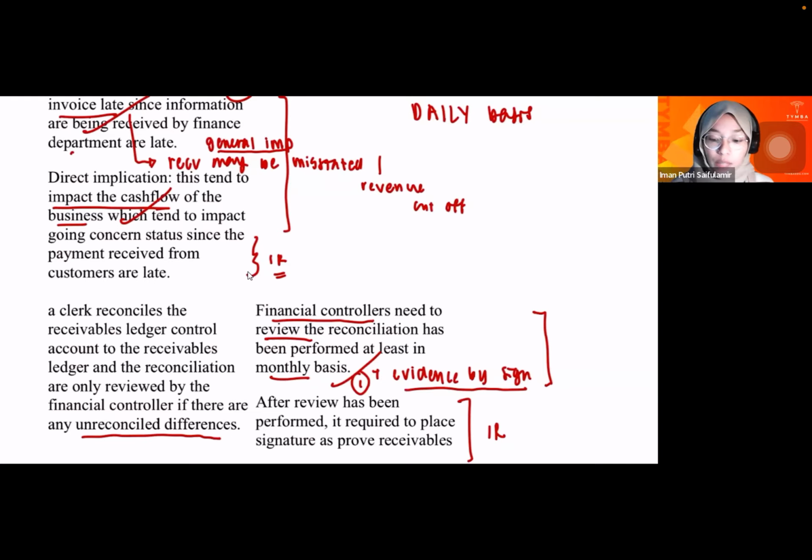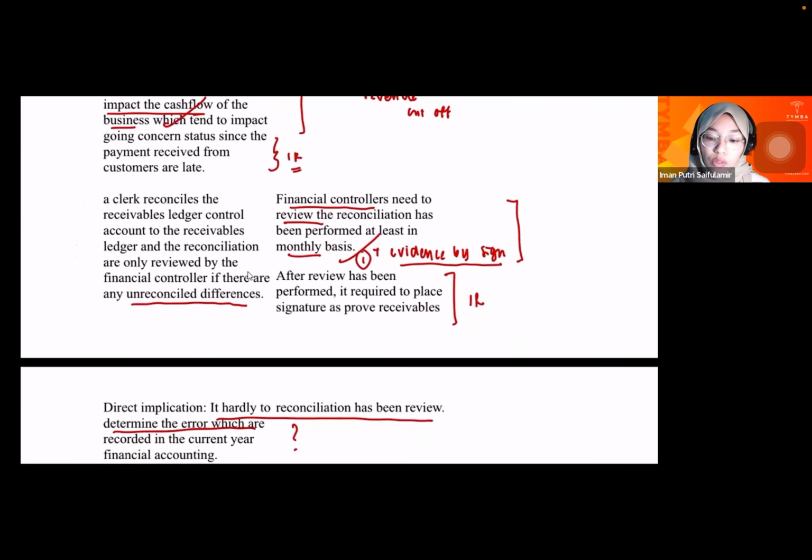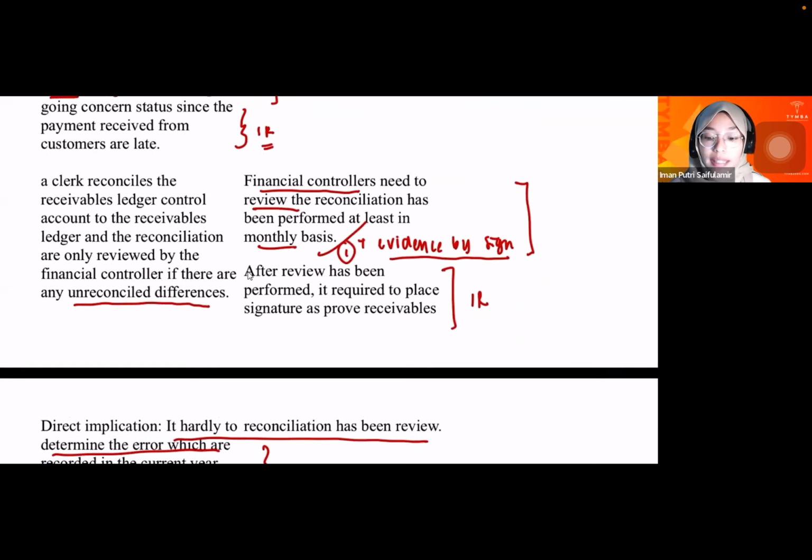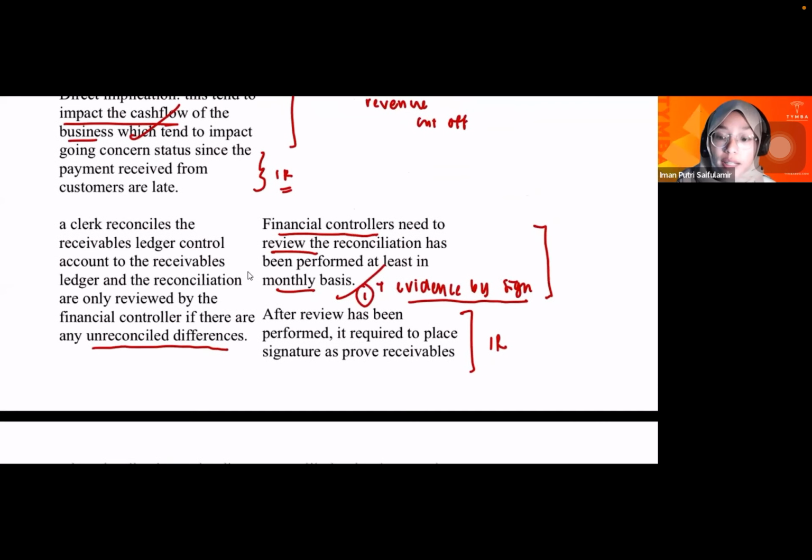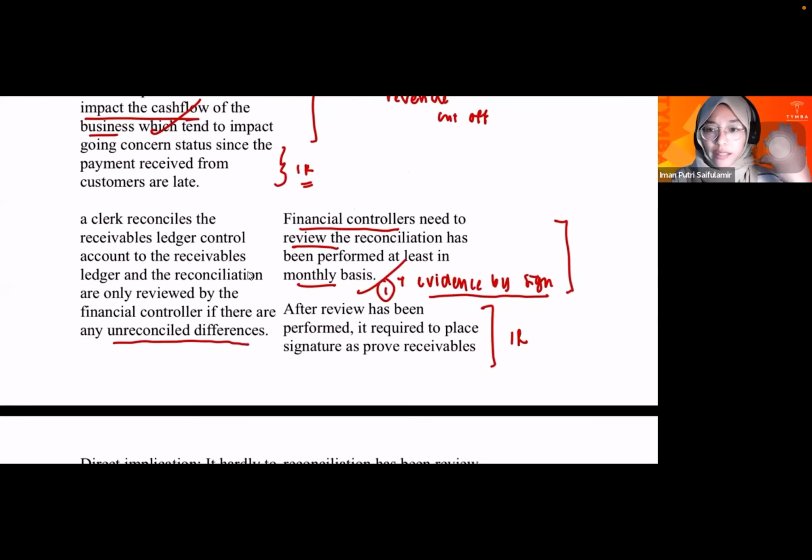Okay, that's why in this case, the financial controller need to review the recon has been performed at least on a monthly basis. If really you guys don't know who this is, you're not sure who you want to put here, instead of putting the financial controller, how we can trick the examiner here, okay, we can say a senior personnel.